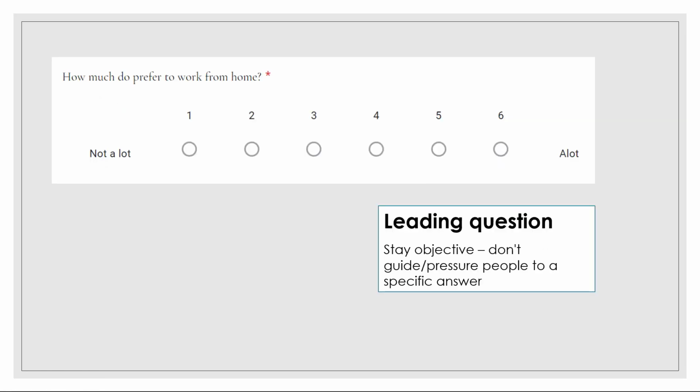All right, this is a good example of leading people, not staying objective. This is very bad. You don't want to guide or pressure people to a specific answer. This presumes that people do prefer to work from home. How much do you prefer to work from home? Don't do that. Ask people, how do you feel about working from home? And then they can actually choose. The same goes for any kind of thing. It doesn't matter what your topic is. Don't let your preference show in your questions.